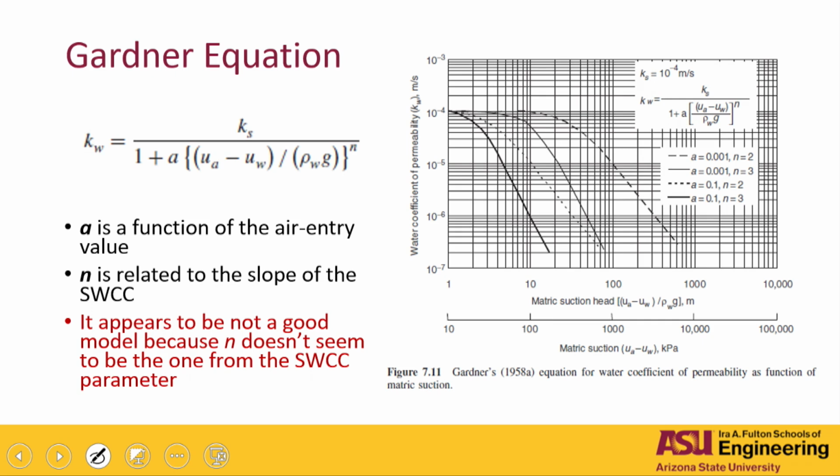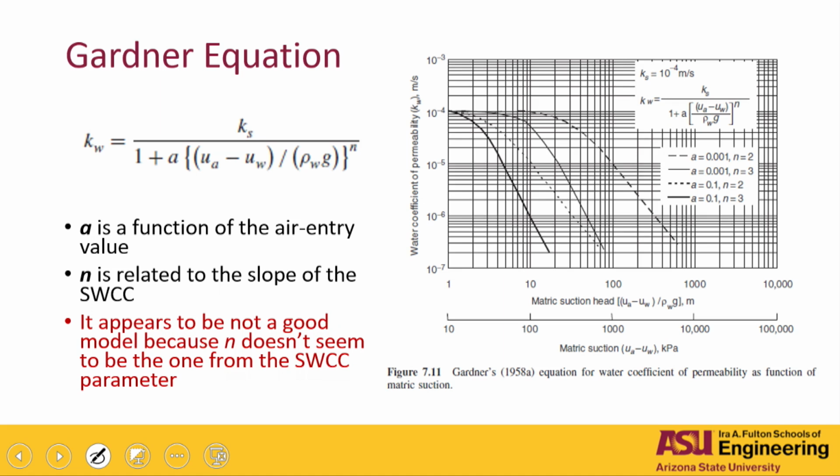A is a function of the air entry value. And I said it's not the air entry value, it's a function of the air entry value, right? And the N value is supposed to be related to the slope of the soil-water characteristic curve. Although we have done some analysis with that, and sometimes I can see that the N value doesn't appear to be the one from the soil-water characteristic curve.